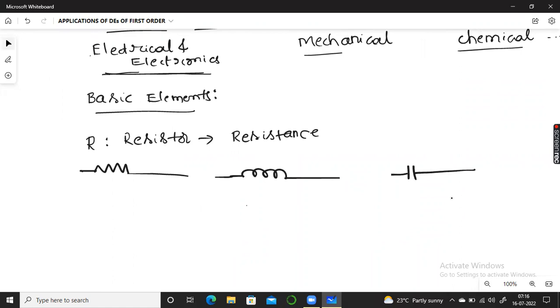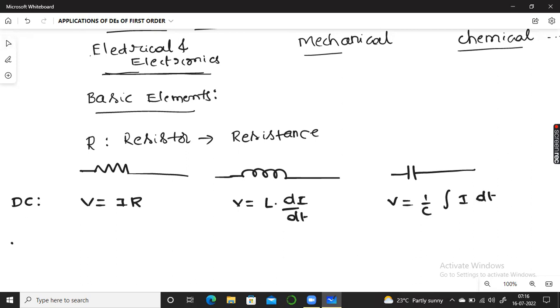There are three fundamental formulas. In case of direct current, Ohm's law, V is equal to IR, is one formula we apply. Then V is equal to L into di by dt. And another equation is V is equal to 1 by C integral of I into dt. But when current and voltage depend upon time, it means alternating current. In that case, we write the equations like this: V is equal to R into I of t, because current is depending upon time. V is equal to L into d I of t by dt. Here also current is depending on time. V is equal to 1 by C integral of I of t into dt.